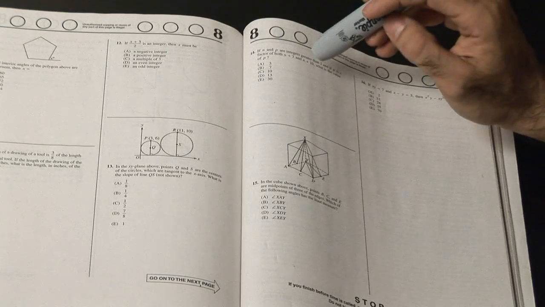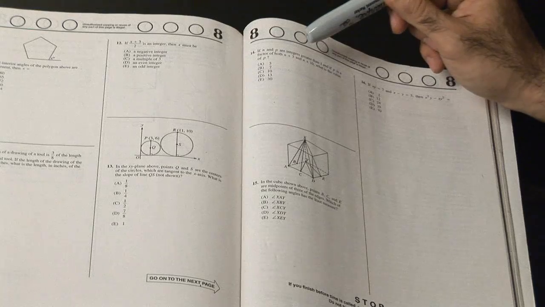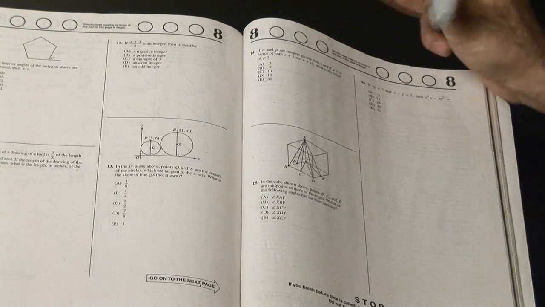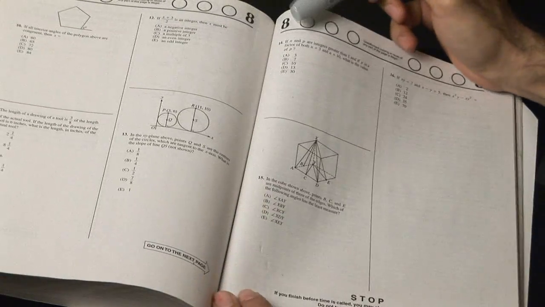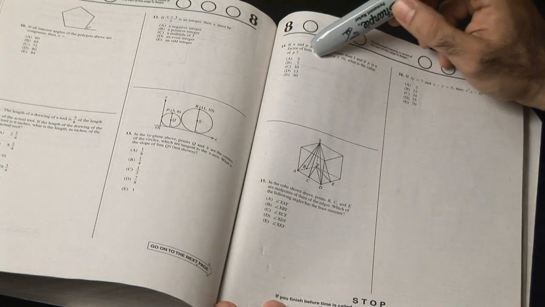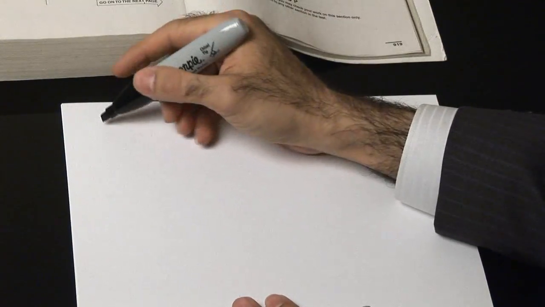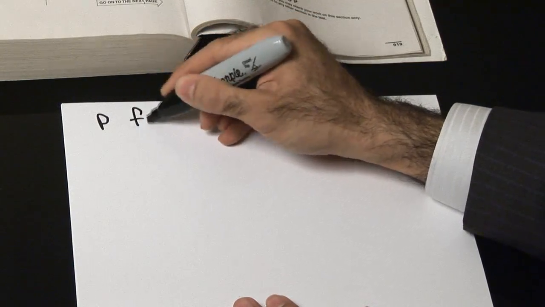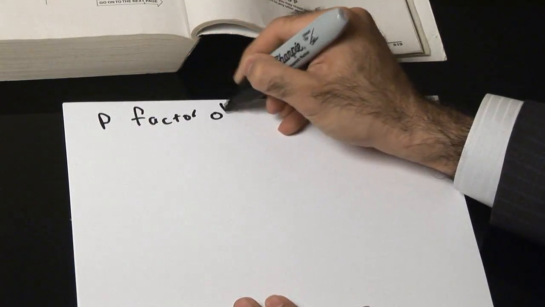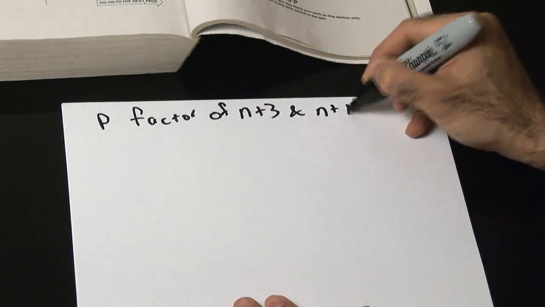And what I'm going to show you right now is how you would apply these more advanced techniques to this problem. And obviously, I'm just going to do it as a demonstration. The question says if n and p are integers greater than 1, and if p is a factor of both n plus 3 and n plus 10, what is the value of p? So let's think about what that means. p is a factor of n plus 3 and n plus 10.